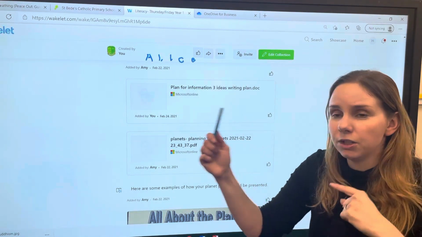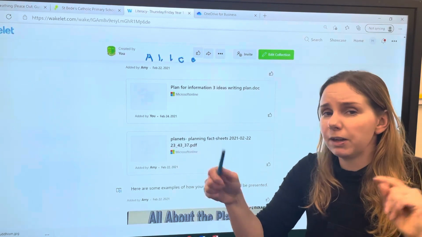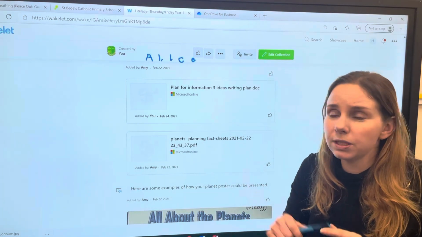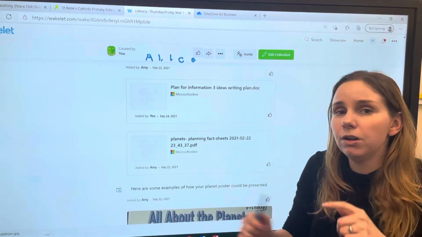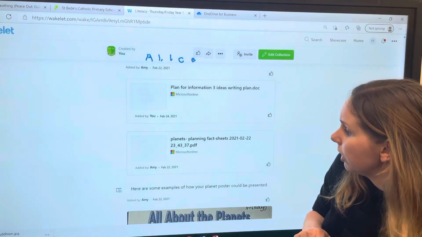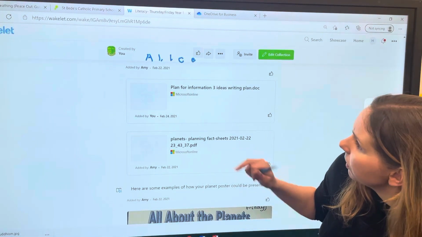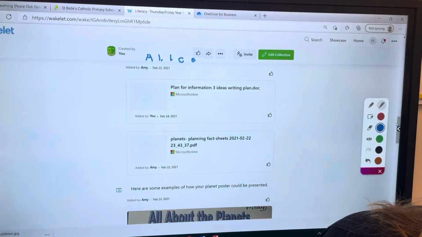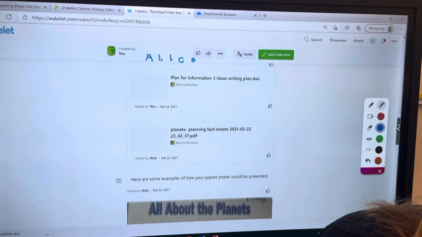So year 1s, you might write 2 titles, you might write about 2 planets. Year 2s, you might write about 3 or 4 planets. You might add an extra circle on. Okay, so we've got the fact sheets. Let me just move down there.